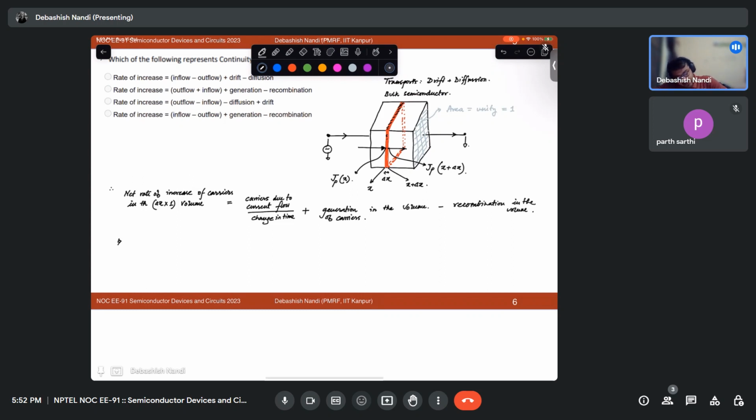So how do we quantify it? The rate of change we quantify as this times delta x times 1. This is the rate of change. dP is the excess carriers over and above equilibrium. We have discussed this, right? dP is the excess holes and carriers due to current flow, per change in time. How will you accommodate that?